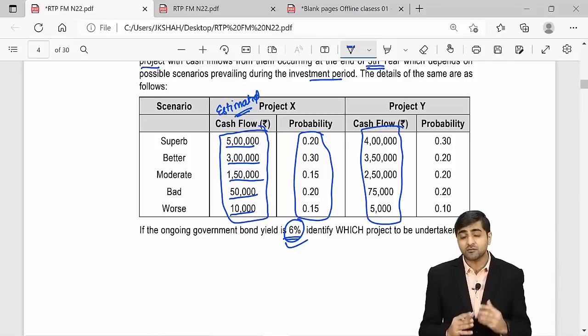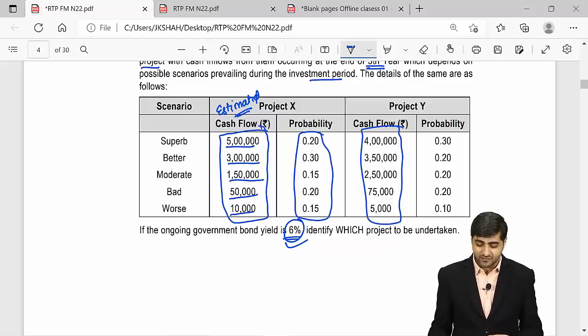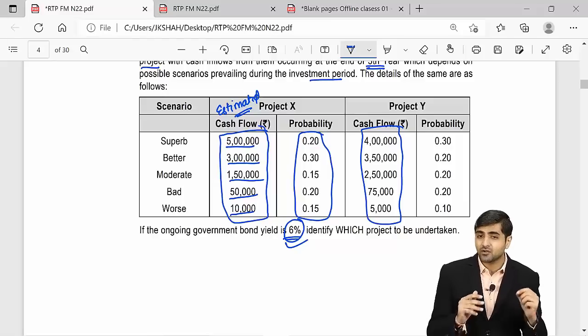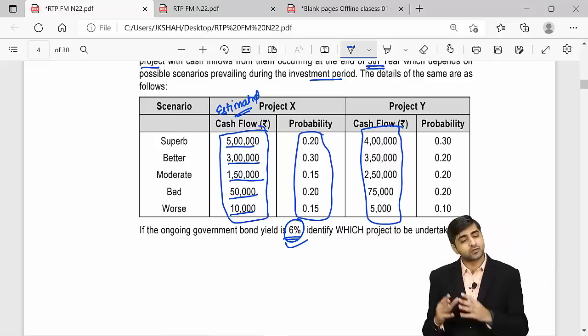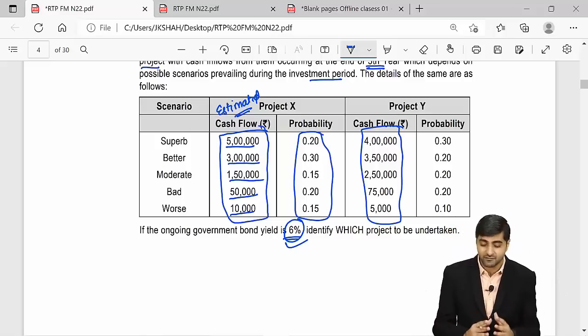And guys, why am I using the word future value? Because these are the cash inflows which you are going to receive at the end of the 5th year. So we will calculate the average cash inflows, and we will discount that average cash inflows and bring it to the present value terms.